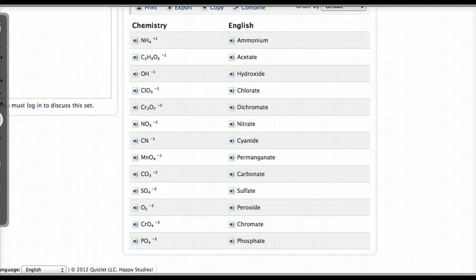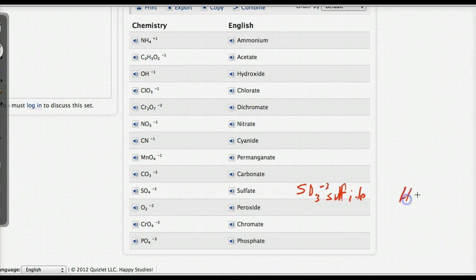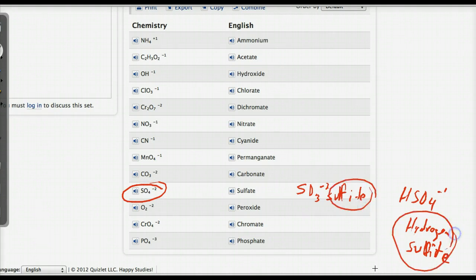For example, you have sulfate, and these are only the essentials, so you should know that there's also a sulfite, worst looking sulfite ever. There's a sulfite that's also -2, and there's an HSO4 -1, which is hydrogen sulfate. Basically what I'm saying is you should be able to know that there's a sulfate, and know that there's also a sulfite and a hydrogen sulfite.